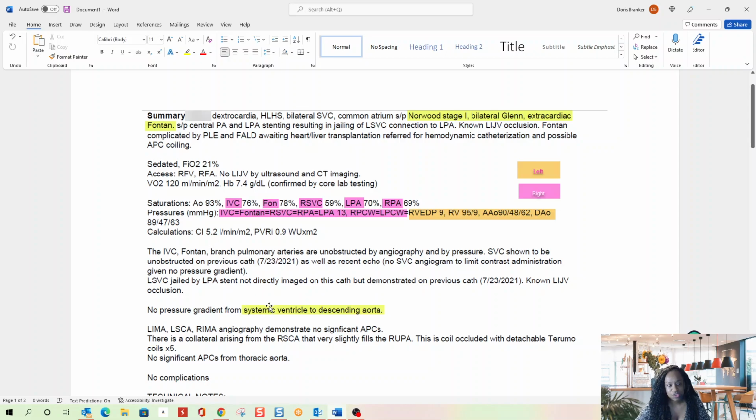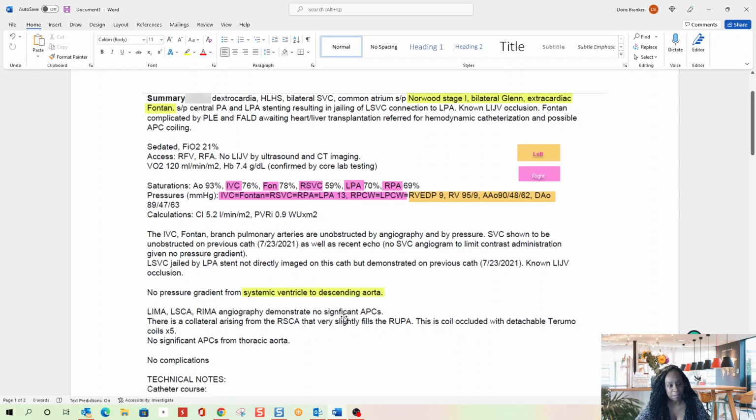But then she told me the systemic ventricle, no pressure gradient from the systemic ventricle to the descending aorta. You won't typically see subaortic, systemic, subpulmonic, morphologic. Those are terms you typically don't see unless there's aberrant anatomy or something has kind of happened. And of course, if there's aberrant anatomy, they'll do the shunts. They only do the shunts if the patient has aberrant anatomy.